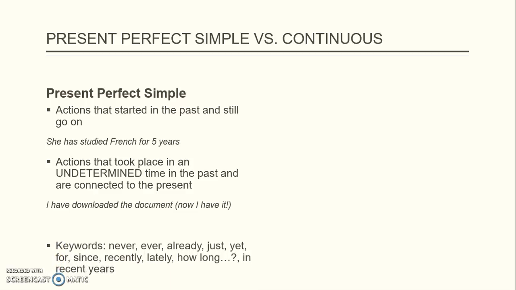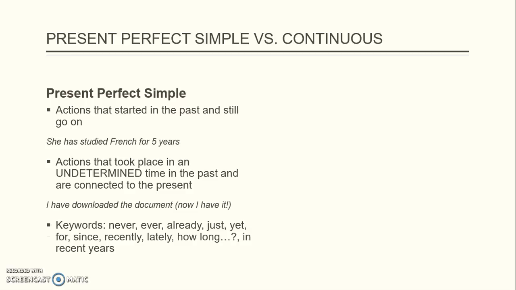I would like to mention some different keywords that we have to be, so to say, aware of, because their use is going to imply in a very high percentage the presence of a present perfect simple. Not always, but in most cases. These keywords are never, ever, already, just, yet, for, since, recently, lately, questions starting with how long, and other expressions such as in recent years.